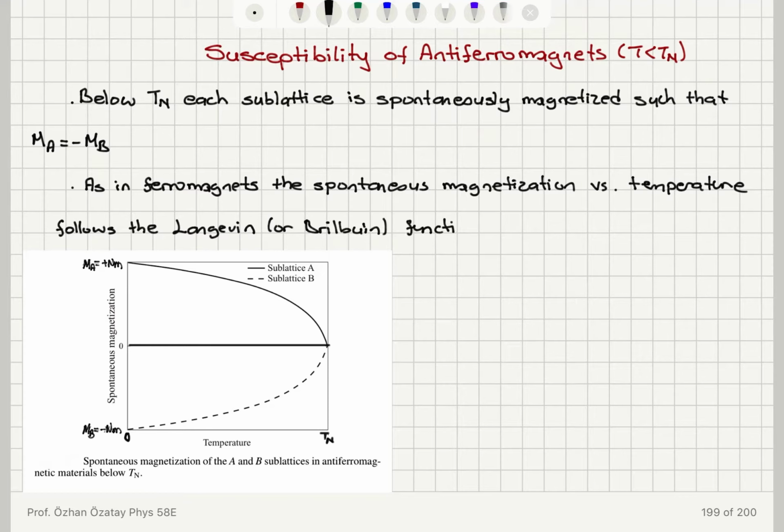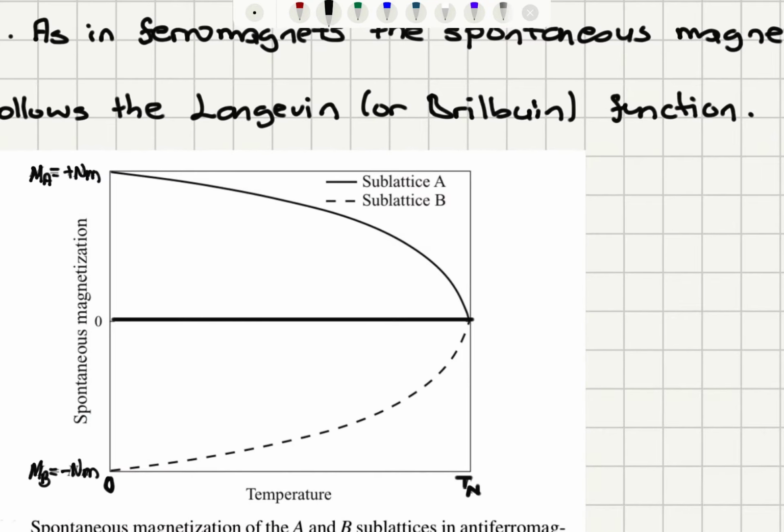the quantum version. So you can see here the sublattice magnetizations. M sub A at 0 Kelvin is the number of magnetic moments times the magnetic moment per atom. So it's the saturation magnetization, true saturation magnetization at 0 Kelvin. And M sub B is minus the M sub A saturation magnetization, and at each temperature below the Néel temperature this relationship is conserved.